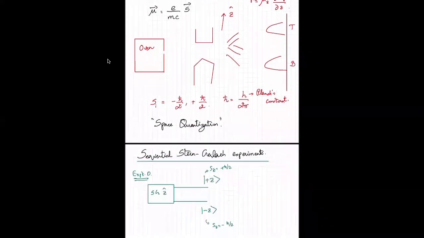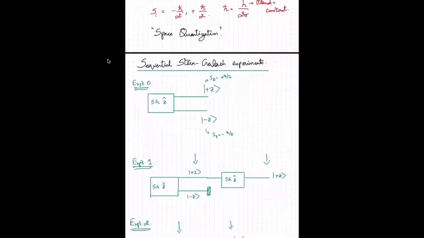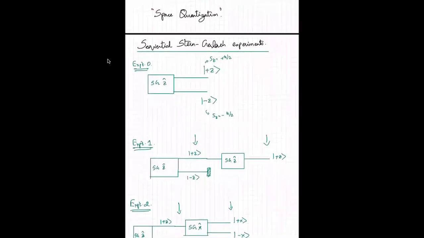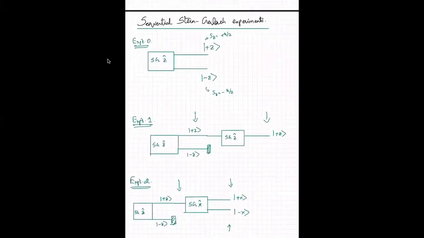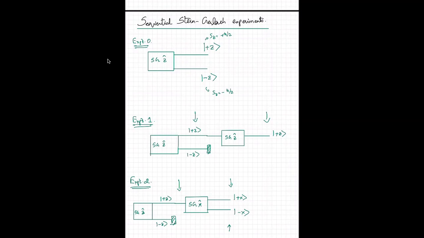I also told you that in the olden days, this was called space quantization, even though we don't use that terminology anymore. Now we are constructing a thought experiment, and this is what we did in the very first class. Experiment number 0 was simply one copy of the Stern-Gerlach experiment, right? So we supplied a magnetic field in the z direction, and we split the beams corresponding to Sz equal to plus h bar over 2 and Sz equal to minus h bar over 2.